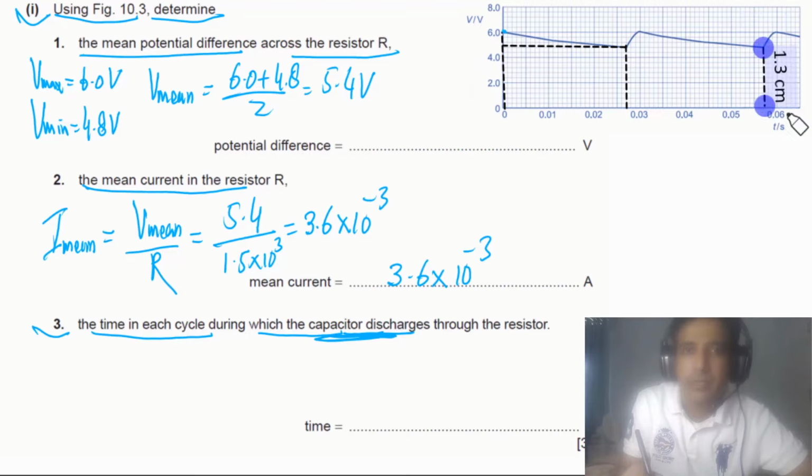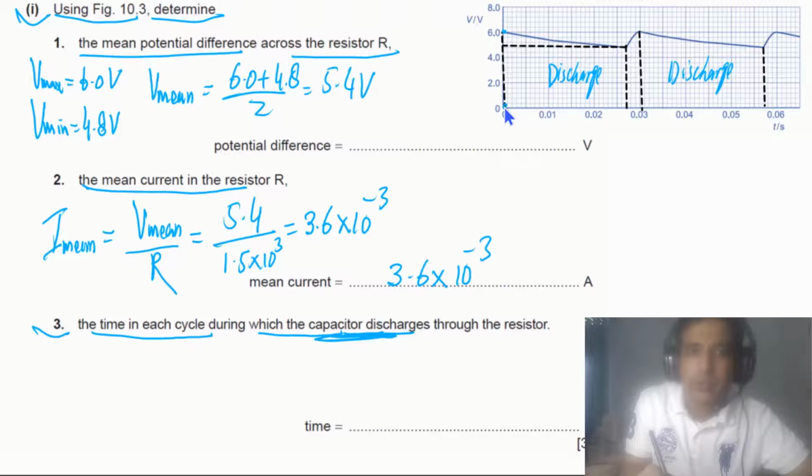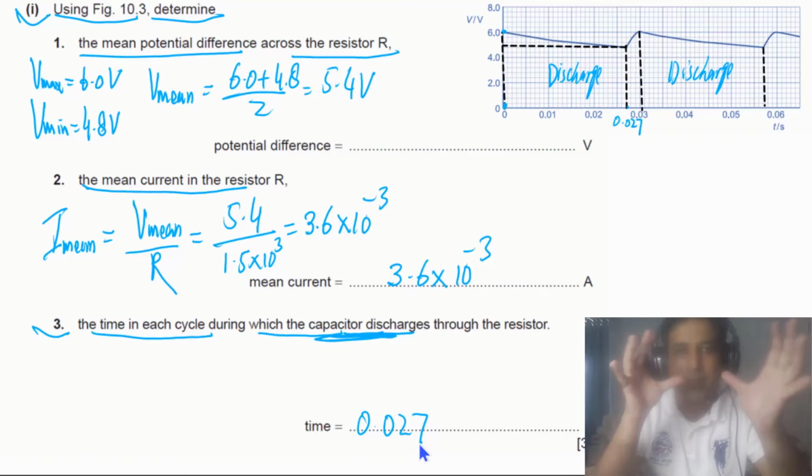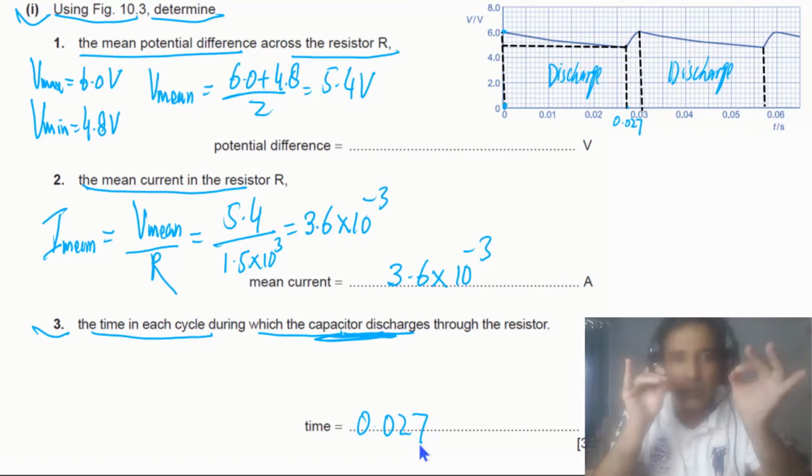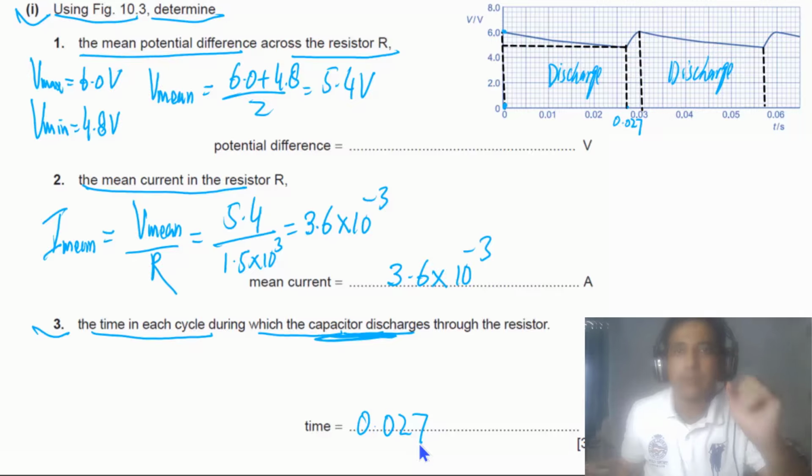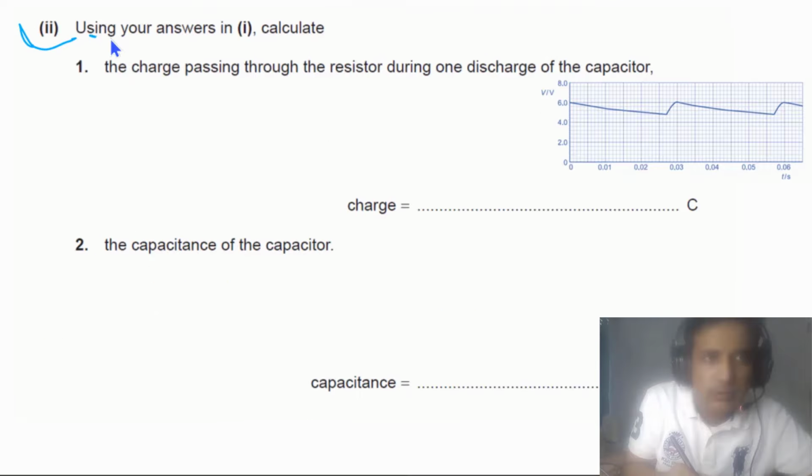Capacitor discharging, so we can draw another line. You can also take this time. The capacitor is also discharging between this one. Here it discharges, and here also it discharges in this interval of time. This interval is easy to find because this is 0 and this is 0.027. So the capacitor is discharging for 0.027 seconds.